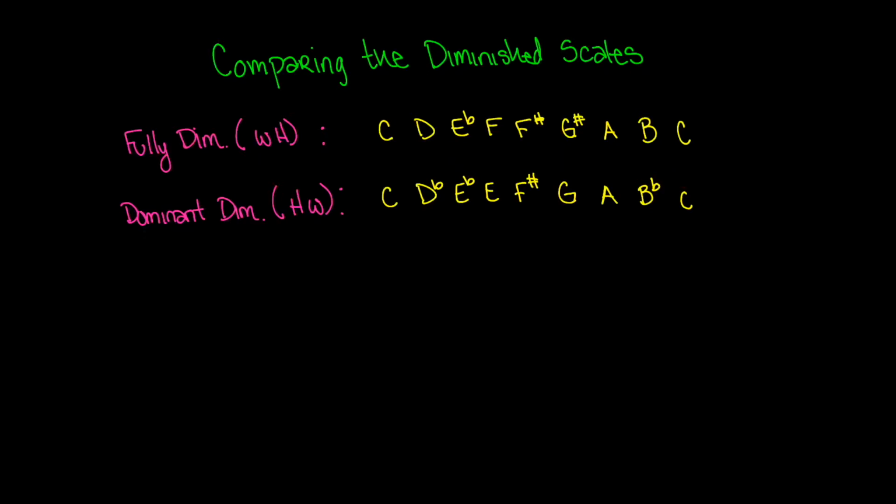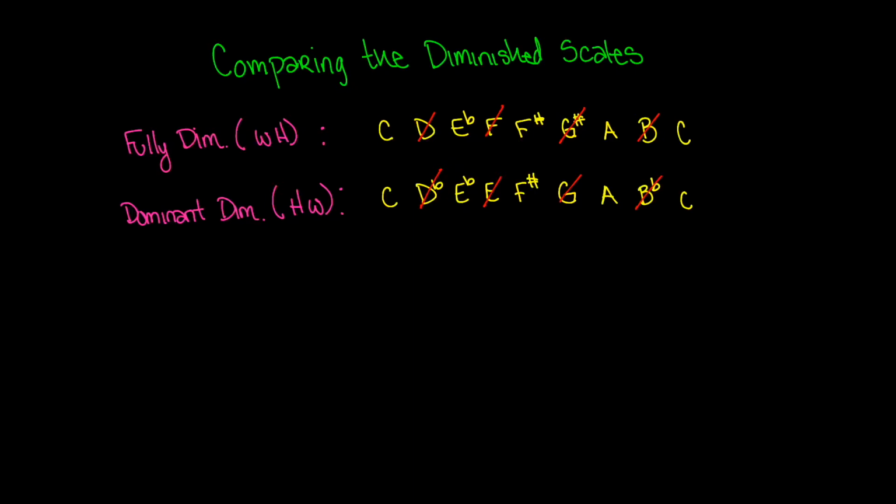Now, what I'd like to do is take a look at these two scales and how they relate to each other. The way we're going to do that is by canceling out every other scale degree. So if I go ahead and cancel out this, and just go through skipping over every other, what we should notice is what is left.